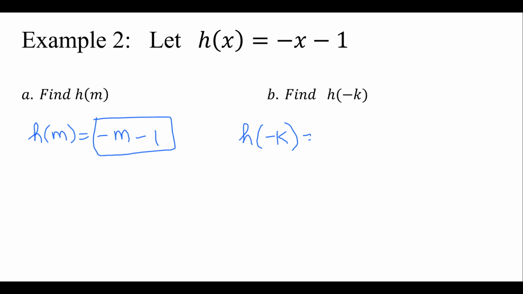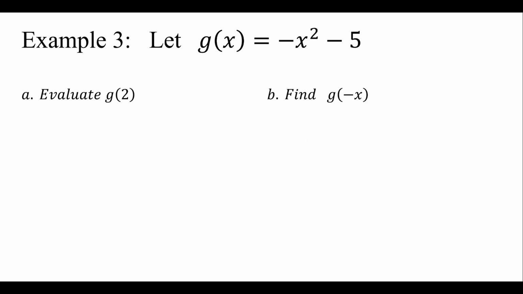So my function starts with a negative, but then I see an x. I'm replacing that x with negative k. And then you still have a negative 1 in there. Now if I am going to simplify this, this is going to give me a positive k minus 1, and then that's already our answer as simplified as possible.